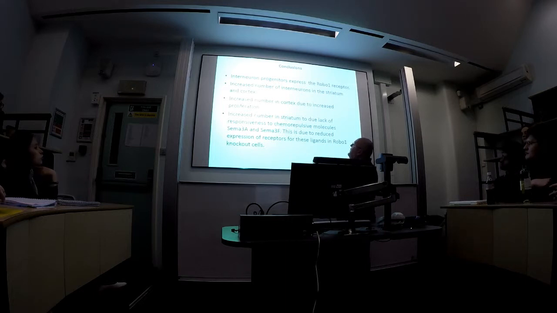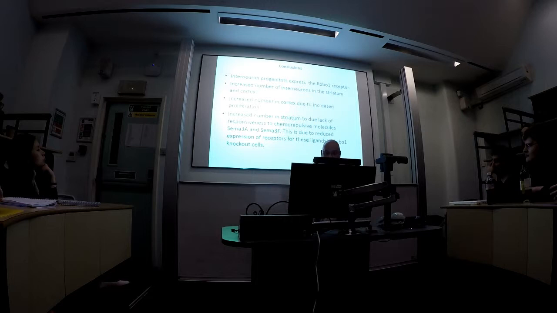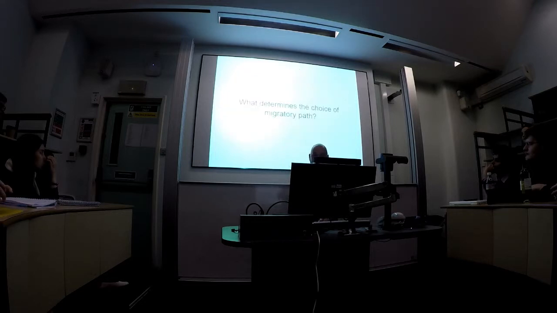So the third part of this, we just say that it looks like these interneurons seem to express the robo1 receptor, and we find an increased number of interneurons in the striatum and cortex. This is partly due to increased proliferation in these mice, but also it appears to be the ones in the striatum because they're not responsive to these semaphorin molecules. And this is because, for some reason, these robo mice seem to have fewer receptors. So if you don't have receptors, you can't respond to ligand.